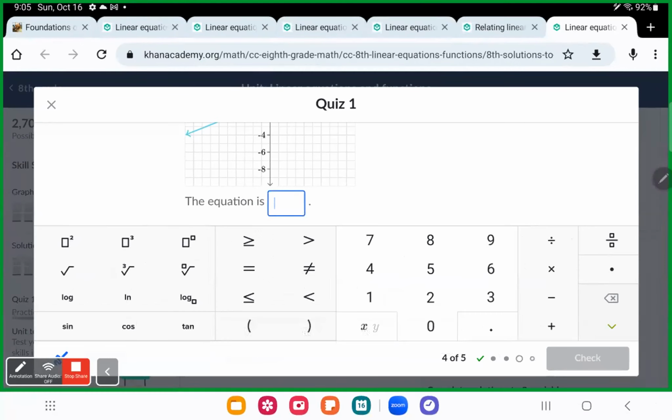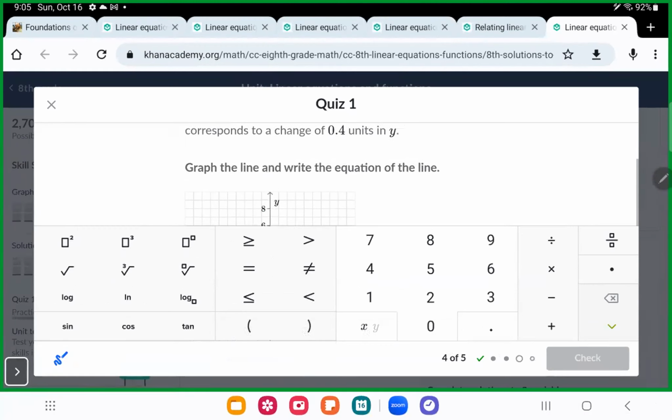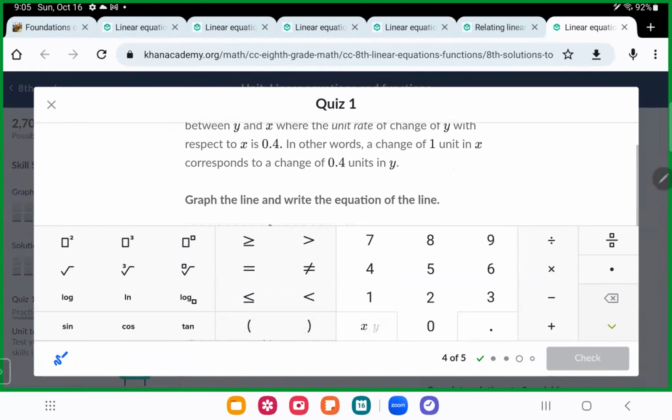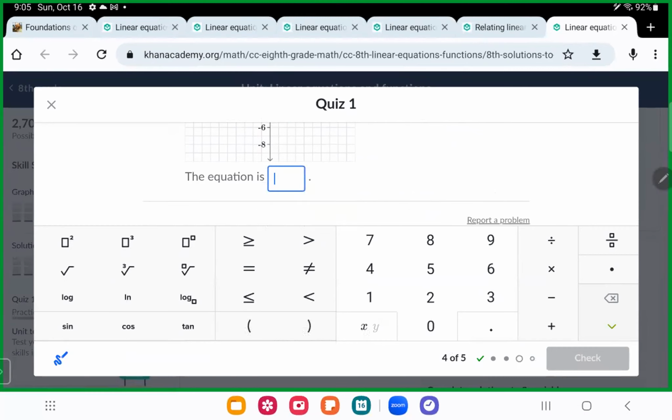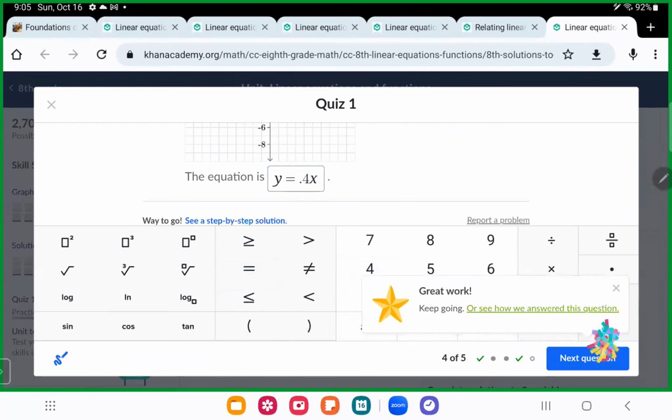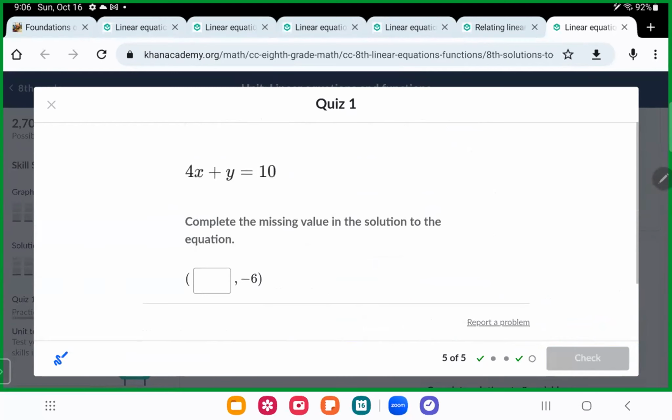Okay, so the equation is, well, that's the easy one. We got the rate of change is 0.4. So the equation is just going to be y equals, where's my y? Oh, okay, x, y, interesting. y equals 0.4x. Okay, whew, glad I got that one.